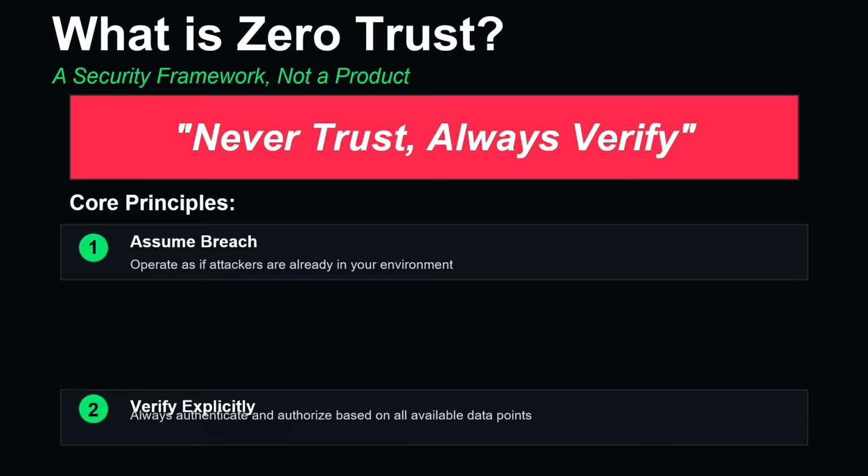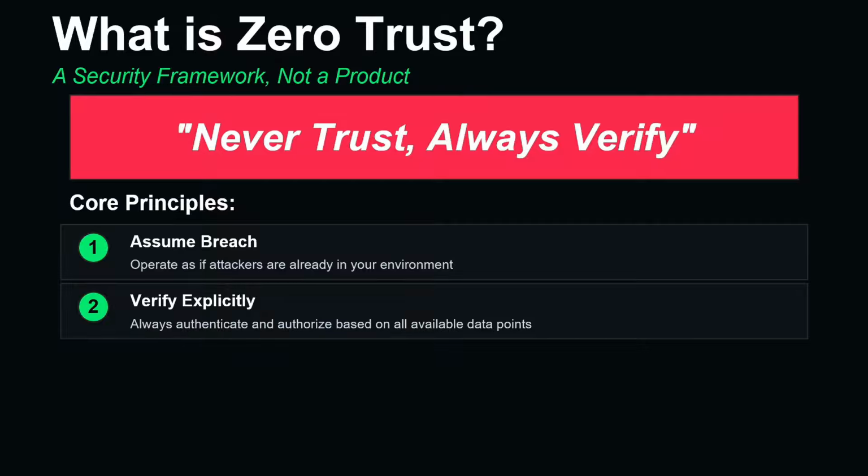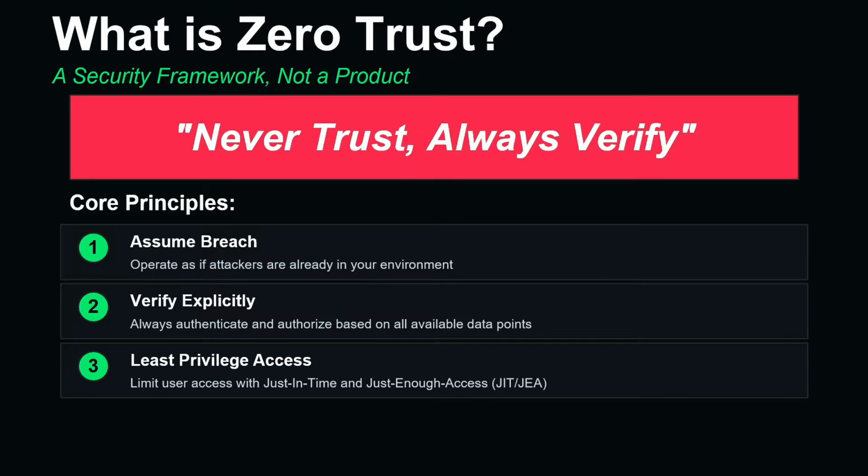Principle 2 is to verify explicitly. Don't just check a username and password. Use all available data to make authentication and authorization decisions. Next is least privilege access. This gives users the minimum access they need to do their job and only when they need it. This is to limit the blast radius. If an account is compromised, the attacker only gets access to what that account had access to right then and there, not everything it could theoretically access.